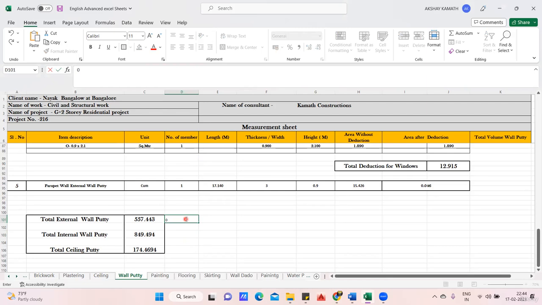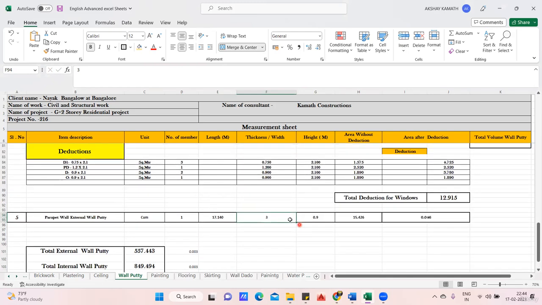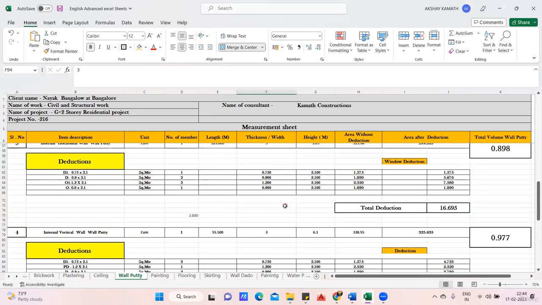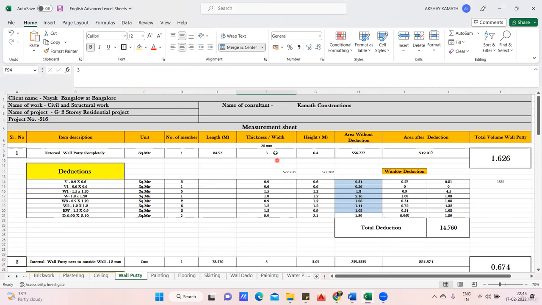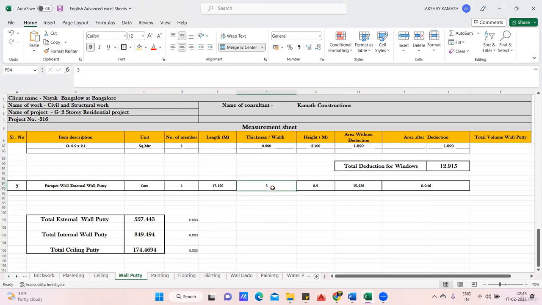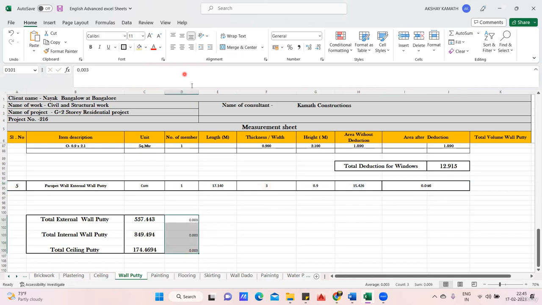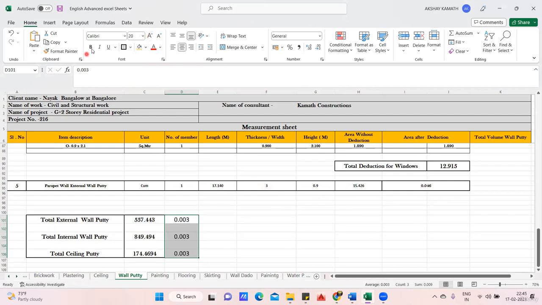So I'll take it as 3 mm. 3 mm is 0.003. This is also 0.003, and this also, because the thickness of wall putty is 3 mm. So it will be 3 mm. Wall putty thickness is 3, I've written. You can see everywhere I've written 3. So 3 means in the conversion, it will take 3 divided by 1000, it will take in mm. So this is 3 I'm writing, I'll write it as 0.003. I'll increase the size, make it bold.